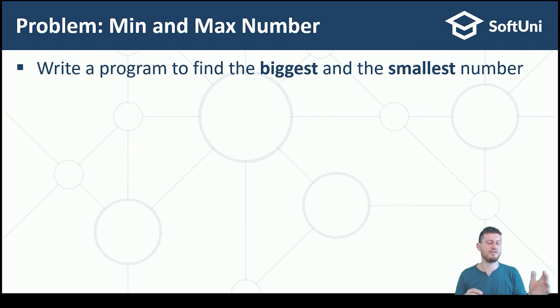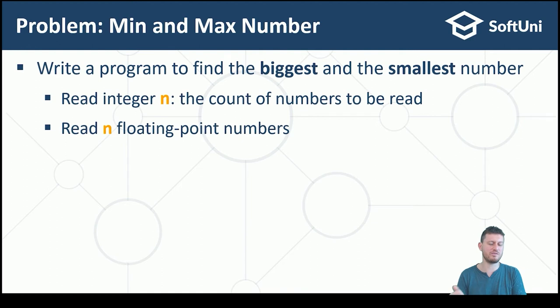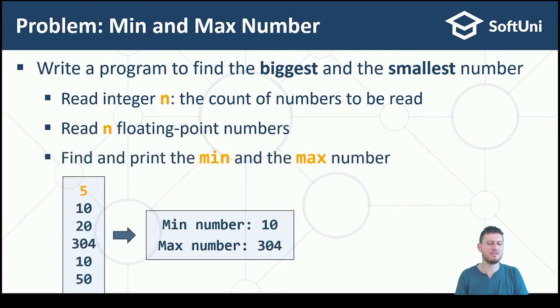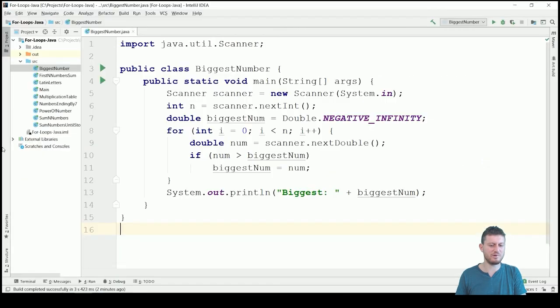It's very similar to the previous one. It's about writing a program to find the minimum and maximum of a given set of numbers, the biggest and smallest number. So we read n, the count of numbers to be read, and after that read n floating point numbers, and we find and print the min and the max number. This is an example. We have five numbers, and these five numbers are 10, 10, 12, 3.4, 10, and 50. And we have the min number 10 and the max number 3.4.